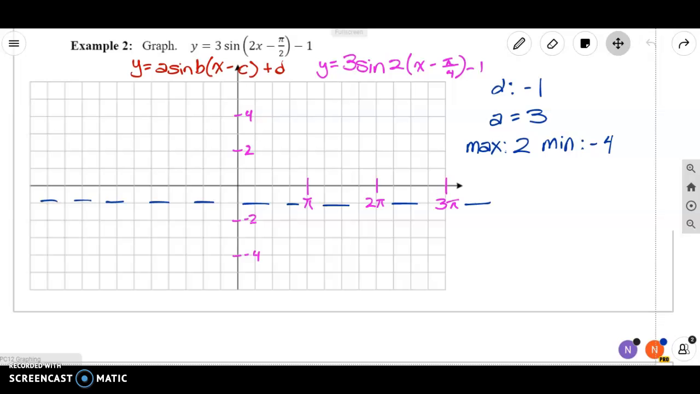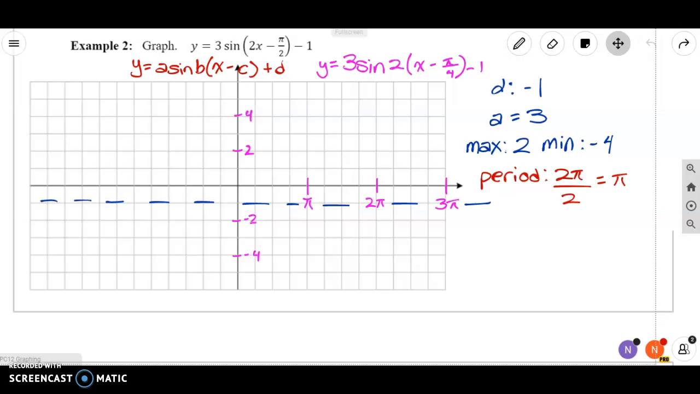We do have a change in period because we have that b value of 2. So to find our period, we can do 2 pi divided by b. In our case, that's 2 pi divided by 2. So we actually just have a period of pi, which means likely in my graph, I'm going to be able to fit multiple periods.